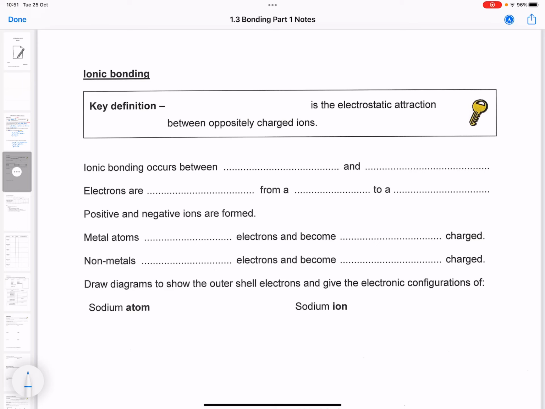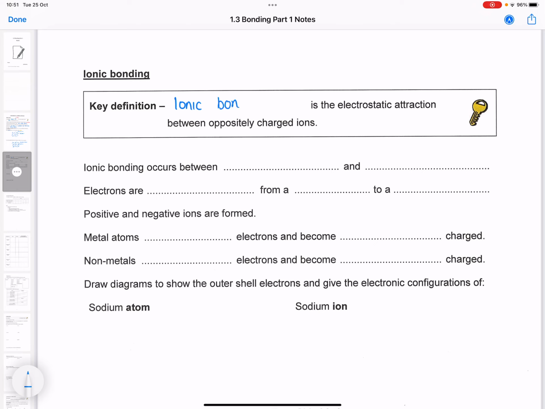In this video, we're going to review what we've learned at GCSE about ionic bonding. So what is an ionic bond? Now at A-level, we need to be very precise with our terms. So remember, we've got these key definitions that we can put onto our glossary.